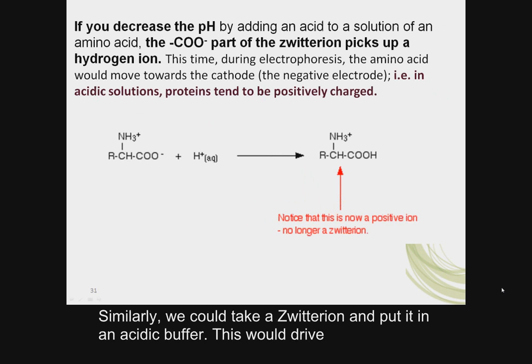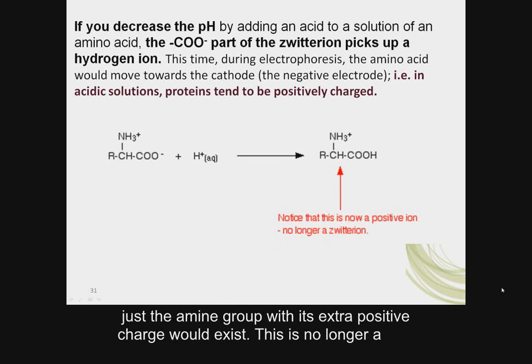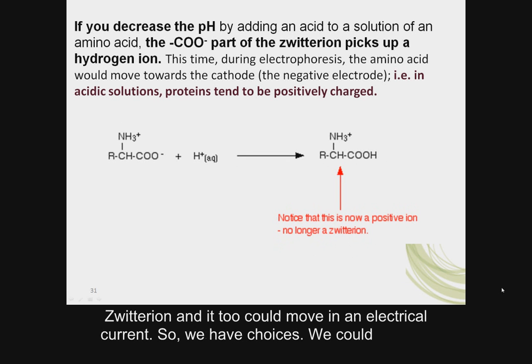Similarly, we could take a Zwitter ion and put it in an acidic buffer. This would drive hydrogen ions onto the carboxyl group. We would lose the overall negative charge, and now just the amine group with its extra positive charge would exist. This is no longer a Zwitter ion, and it too can move in an electrical current.